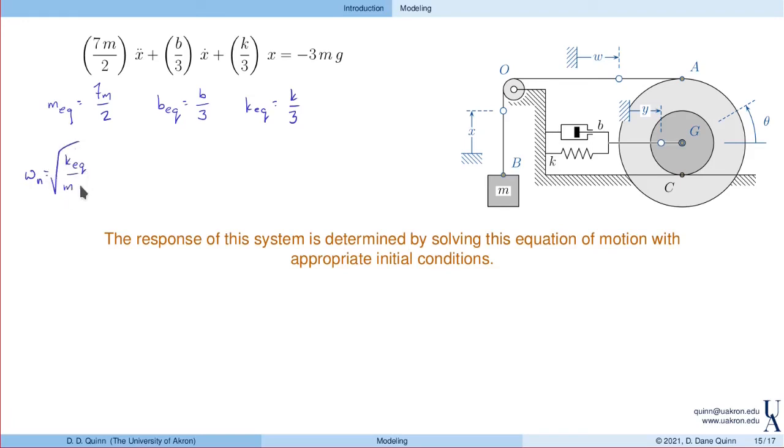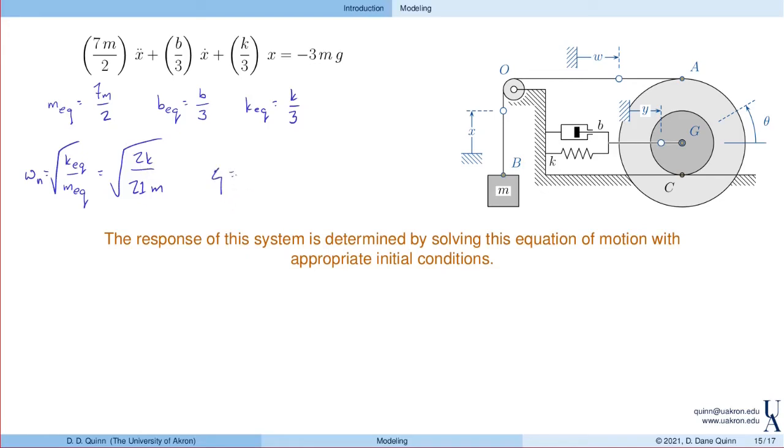The natural frequency is the square root of the equivalent stiffness divided by the equivalent mass. So when you do this, you take k over 3 and divide it by 7m over 2. What you end up with is 2k divided by 21m. Only the slightest bit of algebra. Pause the video if you need to work through this.